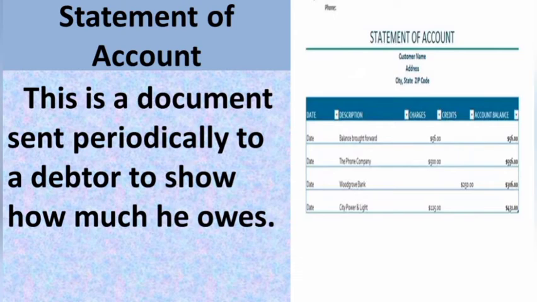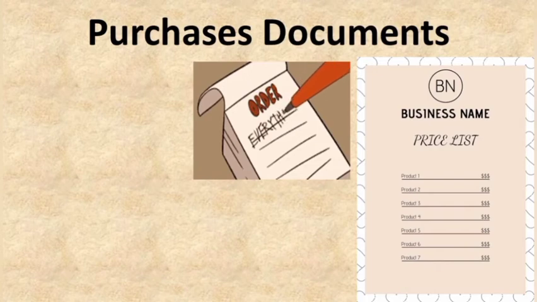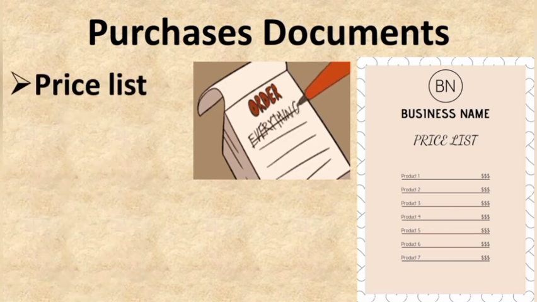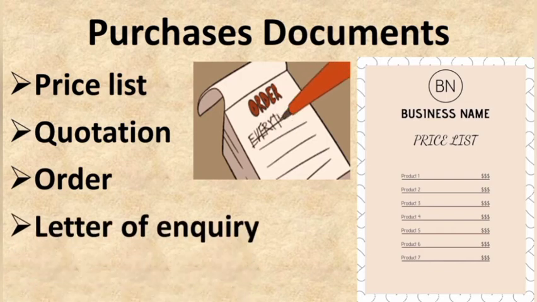purchases documents. Purchases documents are documents that are used when placing an order, or they are used when a customer wants to make inquiry about things in the organization. Under the purchase documents, we have price list, quotation, order, and letter of inquiry. Okay, we have price list.